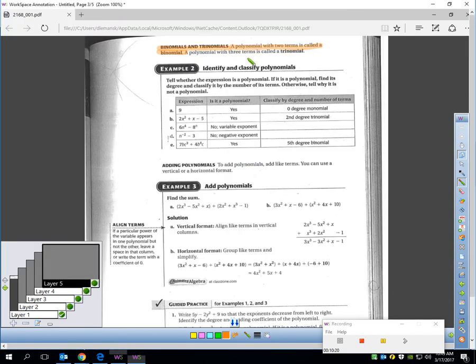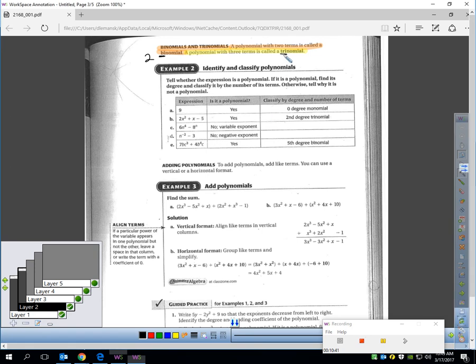Binomials and trinomials. A polynomial that has two terms has a special name. It's called a binomial. Now think about it, like bicycle, bi. Bi means two. Two terms. A polynomial with three terms is called a trinomial. Tri means three. Now, if you get past three terms, there's no special name. Like, we don't call a four-term polynomial a quadnomial. There's no such thing. We would just call it a four-term polynomial. All right?